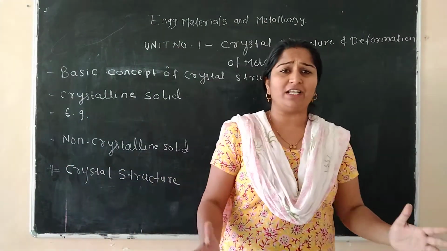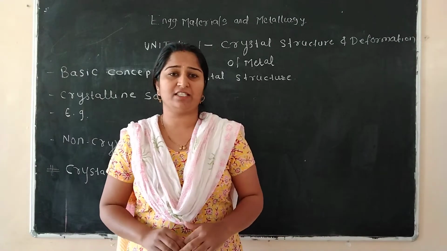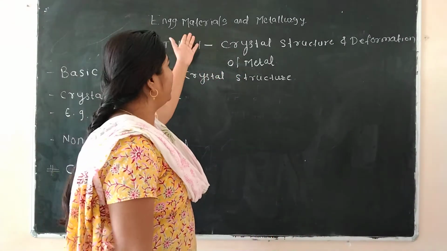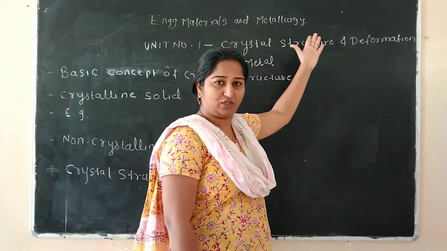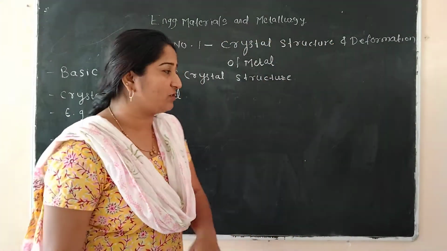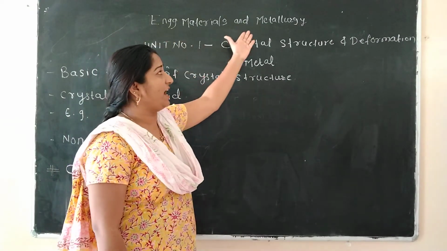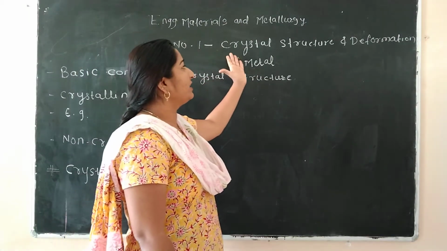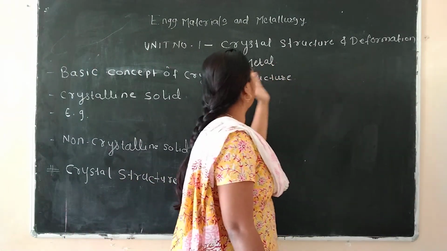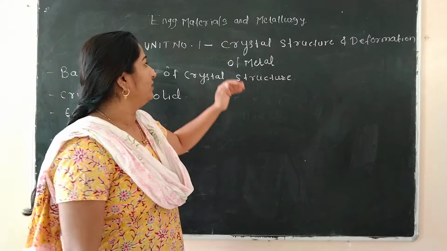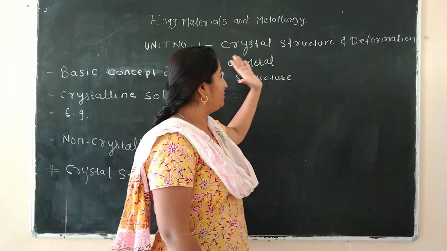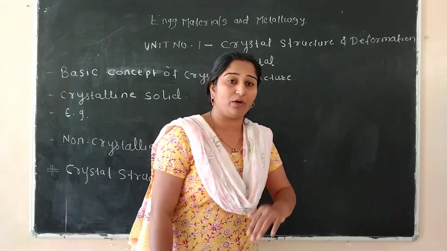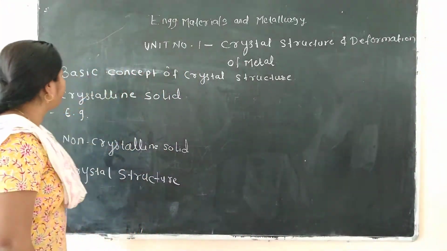Now what are Engineering Materials and Metallurgy? This is nothing but the branch of science which deals with the study of materials, their microstructure and their properties. It's called Engineering Materials and Metallurgy. Now, the very first unit is crystal structure and deformation of the metal. Crystal structure and deformation of the metal is what we are going to study in this unit.